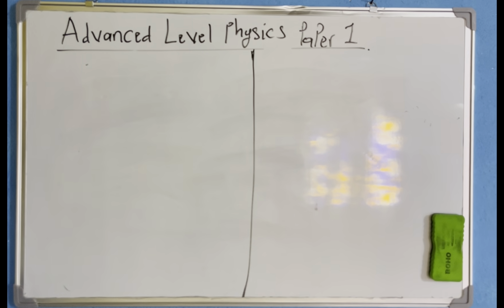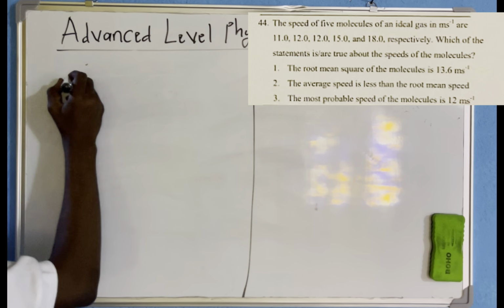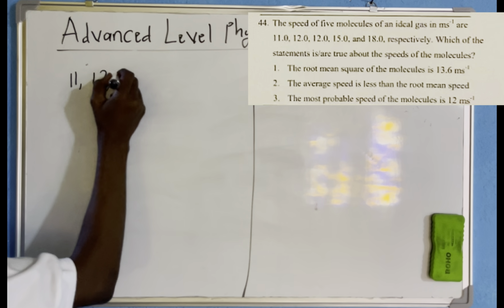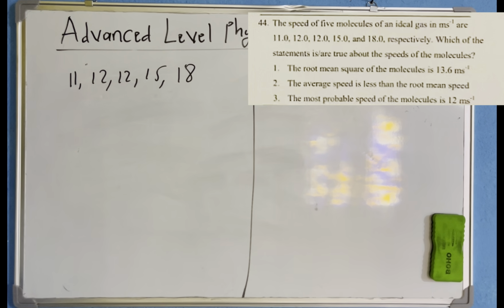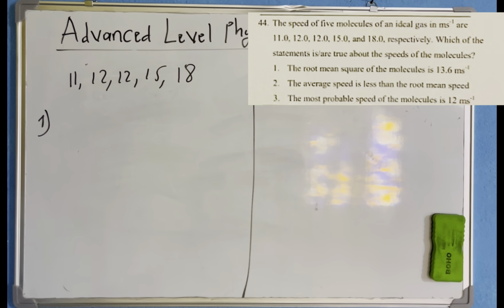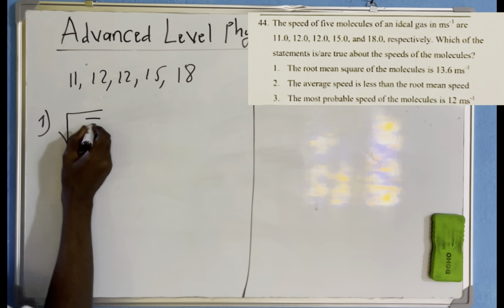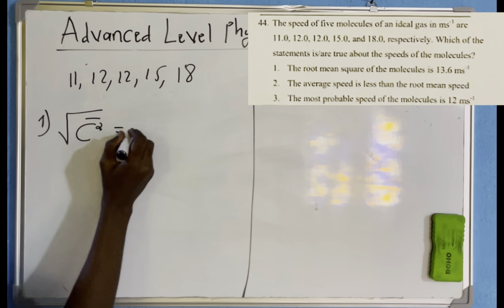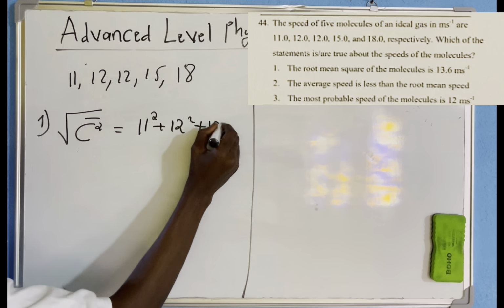The speeds of 5 molecules of an ideal gas in meters per second are 11, 12, 15, and 18. Which of the statements is or are true about the speed of the molecules? The first statement says that the root mean square speed of the molecules is 13.6. Let us go and verify. It is very easy to verify. They are asking for the root mean square speed, so I will take each speed and square it, like this.